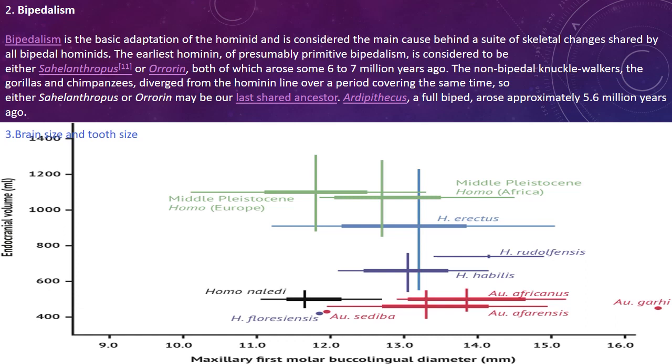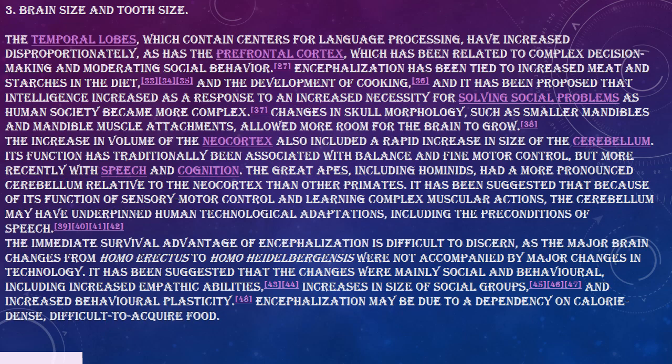Third, brain size and tooth size. The temporal lobes, which contain centers for language processing, have increased disproportionately, as has the prefrontal cortex, which has been related to complex decision-making and moderating social behavior.